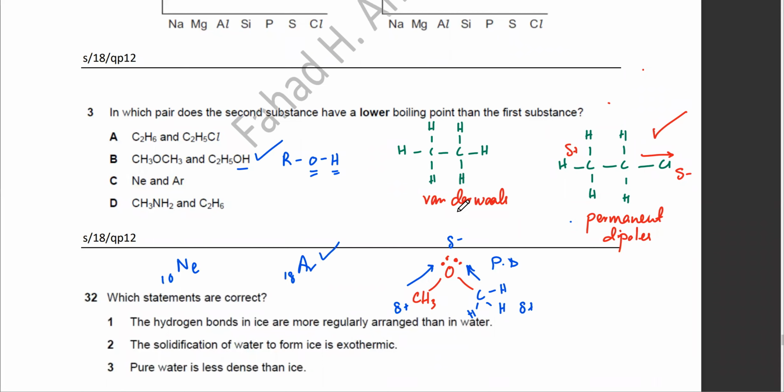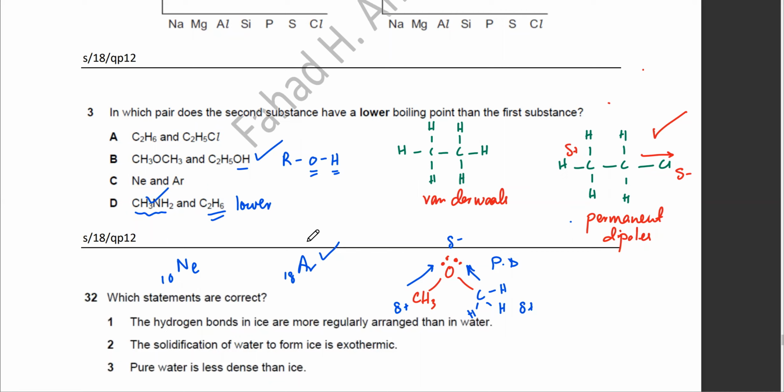The last one, C2H6, we did C2H6, that just has van der Waals forces. Van der Waals forces are weak, so it's going to have a lower boiling point. What type of intermolecular forces would this molecule have? The N is directly bonded to H. Hydrogen bonding. So that's going to have higher boiling points. So D is the answer for this one.